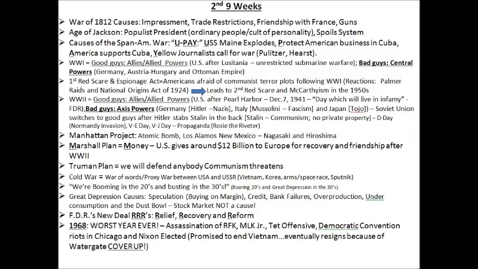Then let's look at the Truman Plan. President Harry Truman says, we will defend anybody that communism threatens. So we will step in and give support. And that goes on for a very, very long time. That's why we get involved in South Vietnam, because we feel that communism is threatening them, and we're worried about the domino effect of various different countries falling once other countries fall to communism.